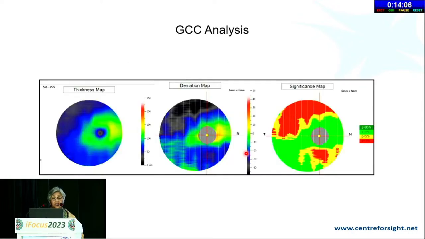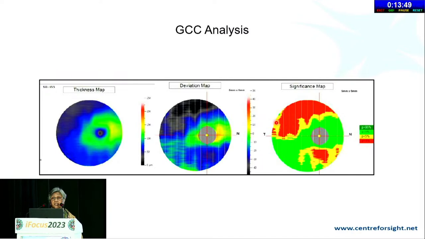Now comes the GCC analysis. Now have a look at this. This is the GCC analysis. This is the thickness map where you find that right around it's all blue and light green. And then again, how much is this map deviated from the normal? This is again showing in the form that, yes, there's a lot of deviation.